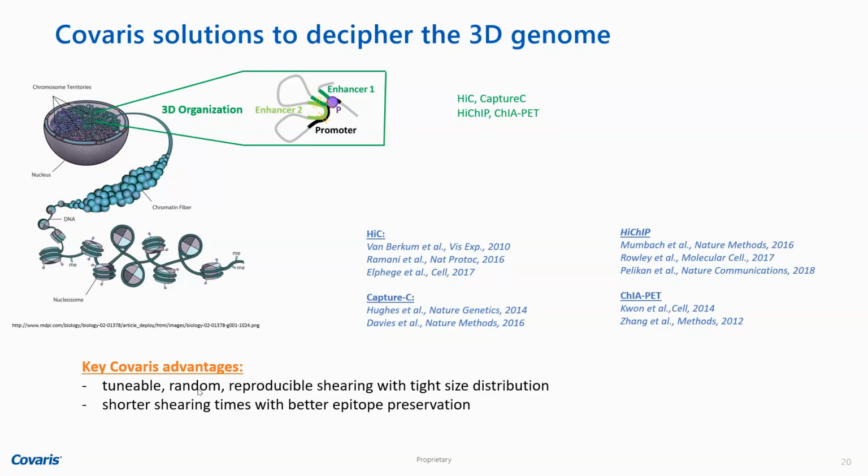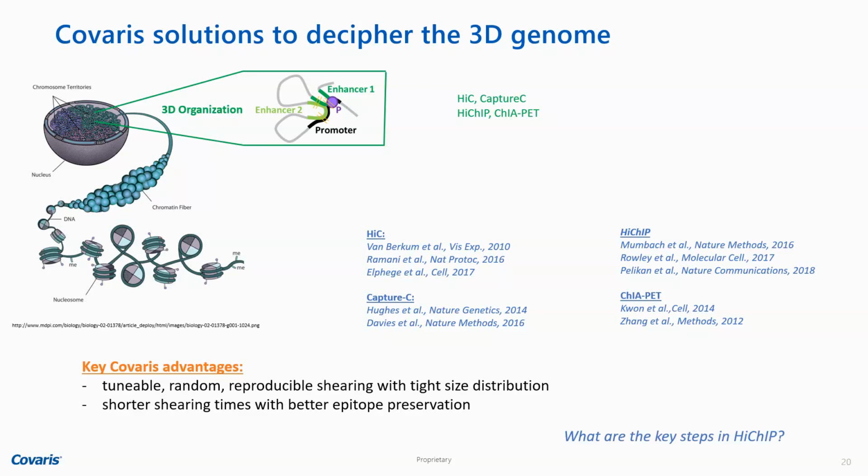It's random, it's reproducible, and it gives you a very tight size distribution, meaning that for these kinds of assays, you don't need to do an additional size selection step in the end. So you can directly work with the Covaris sheared material. And overall, you can achieve shorter shearing times and better epitope preservation, which is again very important if you want to do, for example, HiChIP.